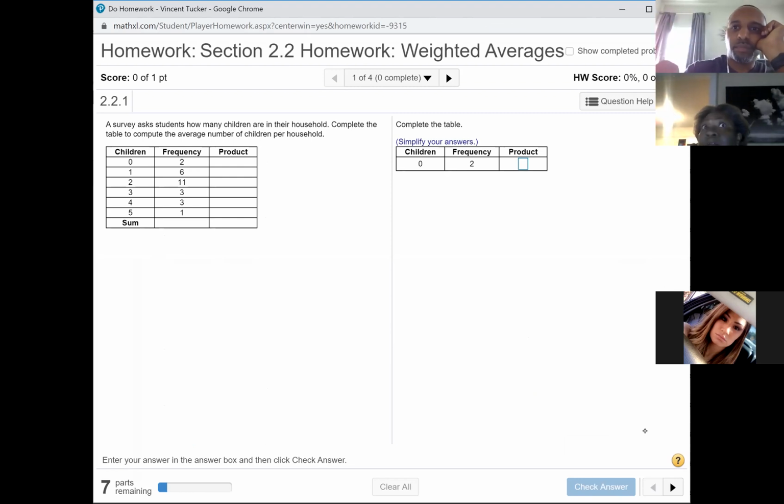So here we're looking at weighted averages. It says a survey asked students how many children are in their household. Complete the table to compute the average number of children per household. So you see there are only 4 problems in this section. So we'll look at the first 2. Like I said, try not to do all of your homework problems for you. But this first one says we have 0 children.